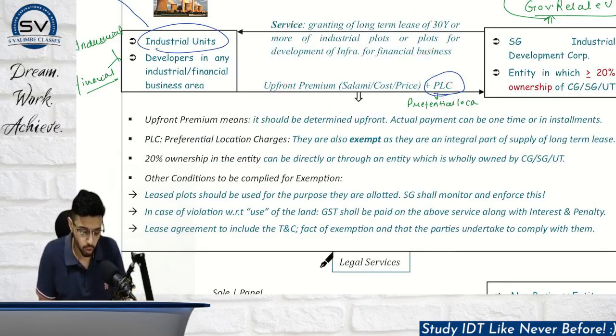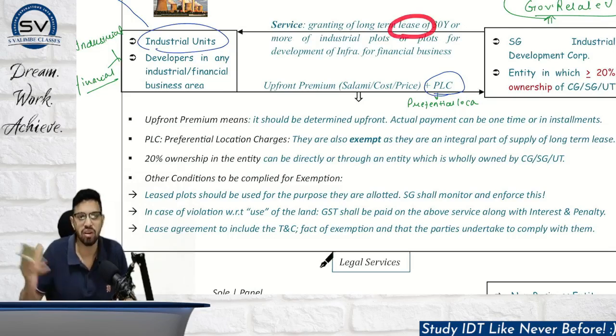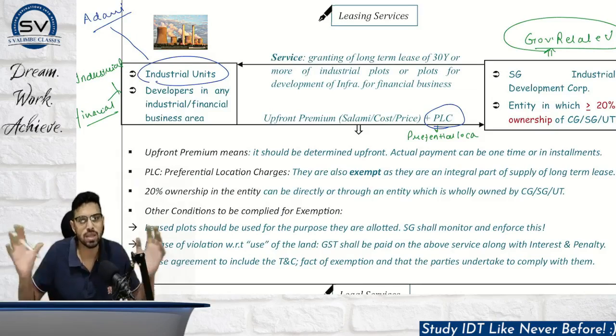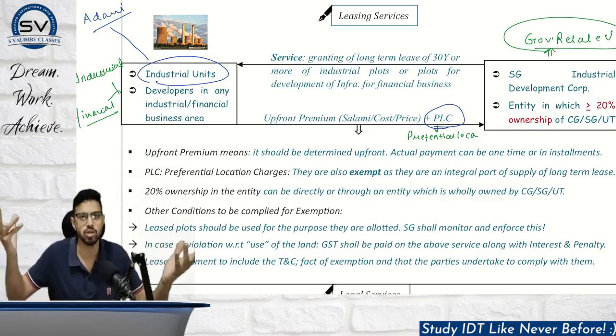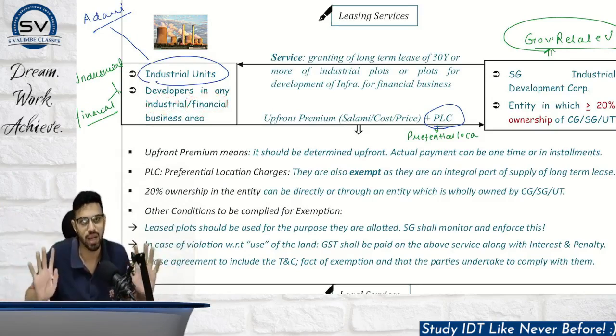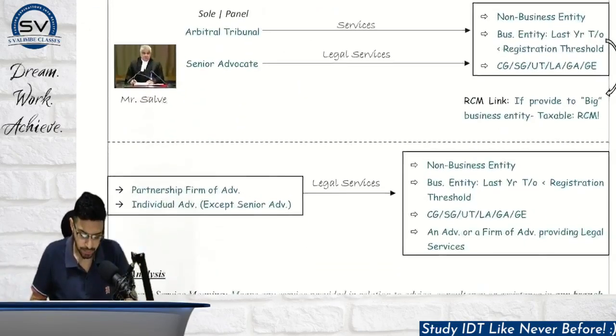Another condition you need to note, that the contract will contain this particular clause that this lease is being granted for industrial and financial purposes. Suppose after this lease is taken, after 5 years, let's say the person starts doing some other business for which this lease was not given. Let's say he opens some casino, some entertainment industry which is not linked to industrial or financial, then the exemption will be withdrawn and GST will be charged along with interest and penalty and whatever other charges are leviable under GST law. Okay, next, legal services.